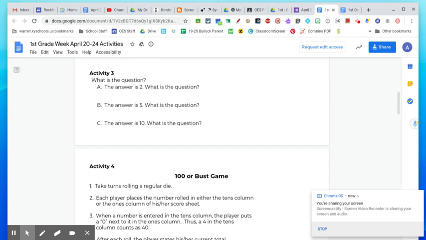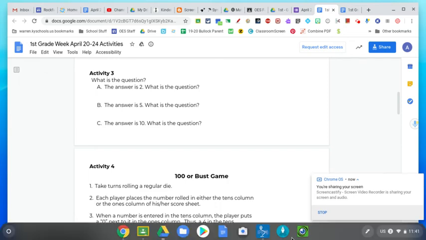All right, I am back to help you out with activity 3. Activity 3 says, what is the question? You have A, the answer is 2. What is the question? B, the answer is 5. What is the question? Or C, the answer is 10. What is the question? So what it wants you to do is to come up with a subtraction equation or an addition equation to answer these A, B, C.